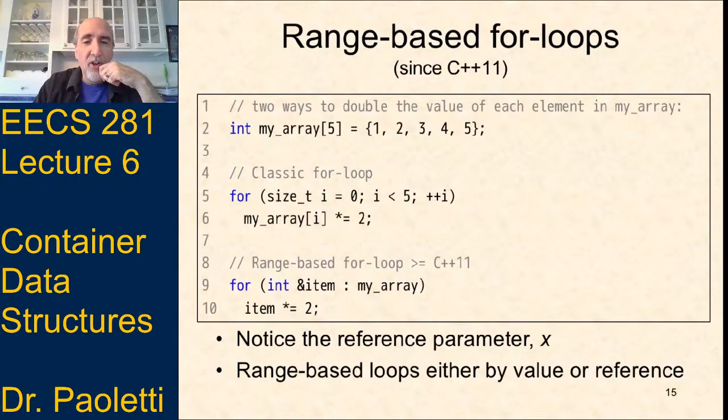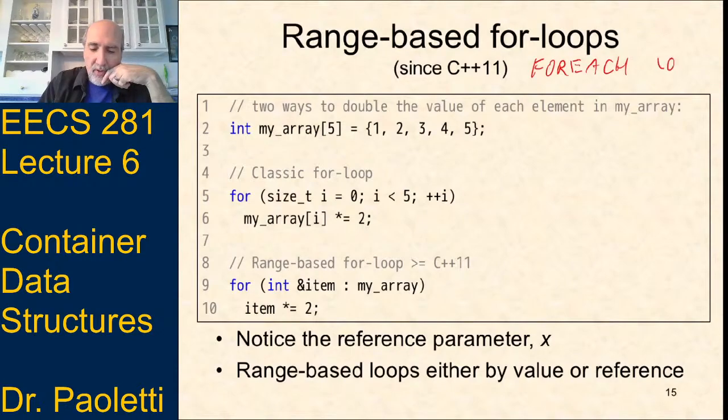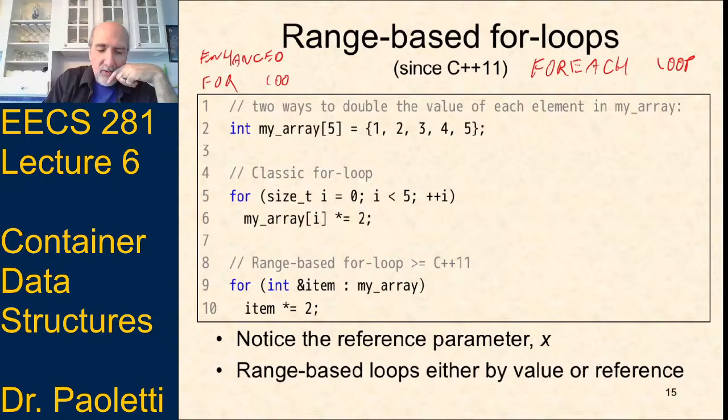Range-based for loops. So you probably learned about the range-based for loop. It has a couple different names. It's called the range-based for loop. Some people call it the for each loop. Some people call it the enhanced for loop. So there's a couple different names of this. So range-based for loop is as good a name as any. For each is good. So in here, I wrote the classic version of I want to double all the values.